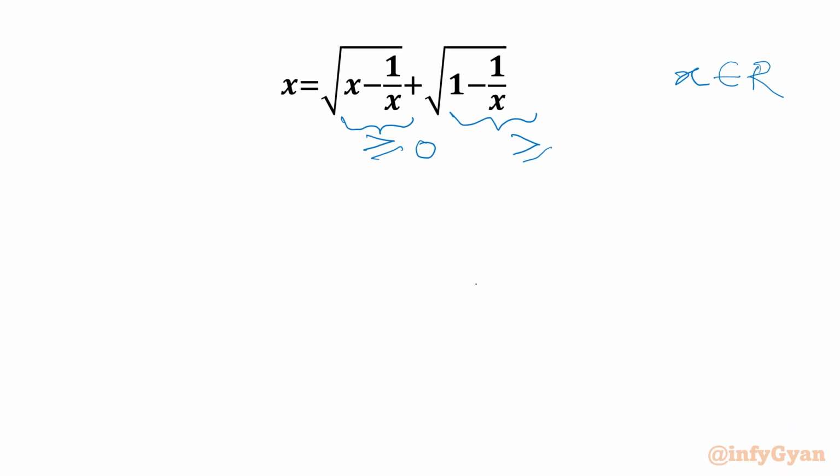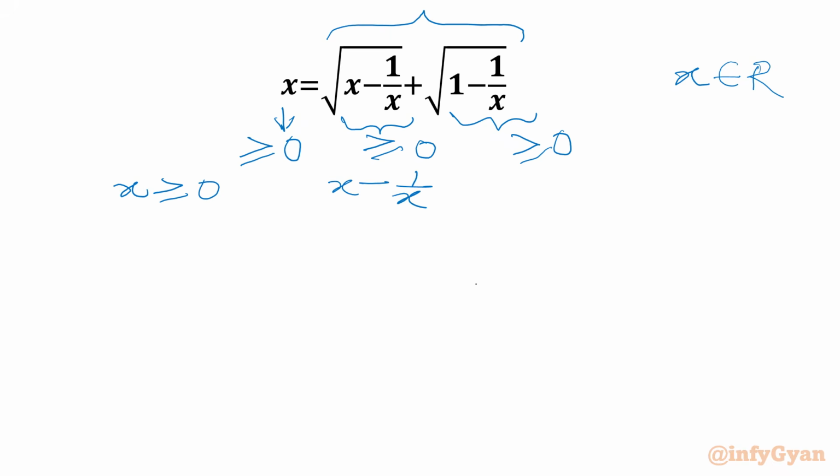So we will get (x minus 1)/x and 1 minus 1/x should be greater than or equal to 0. Now we have the sum of two square roots on the RHS, so our LHS must also be non-negative. So we'll write three conditions. x should be greater than or equal to 0. (x minus 1)/x should be greater than or equal to 0. 1 minus 1/x should be greater than or equal to 0.